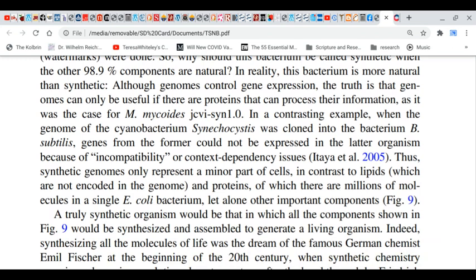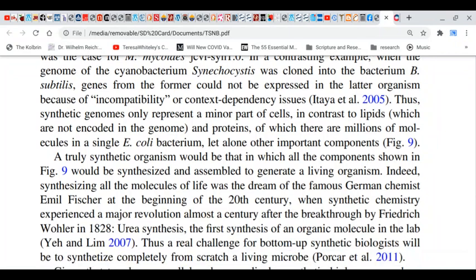Thus, synthetic genomes only represent minor parts of cells, in contrast to lipids and proteins, of which there are millions of molecules in a single E. coli bacterium, let alone other important components. A truly synthetic organism would be one in which all the components shown would be synthesized and assembled to generate a living organism.